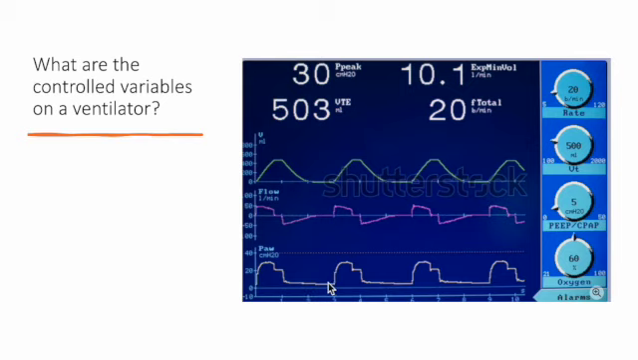So why does the pressure never reach 0? That's because of the PEEP. So in this case, there's a PEEP of 5. So positive end-expiratory pressure. At the end of expiration, there's still a pressure of 5.